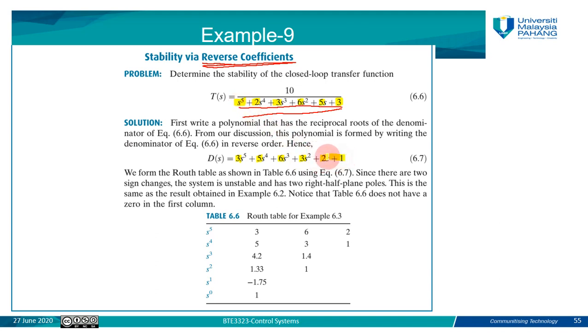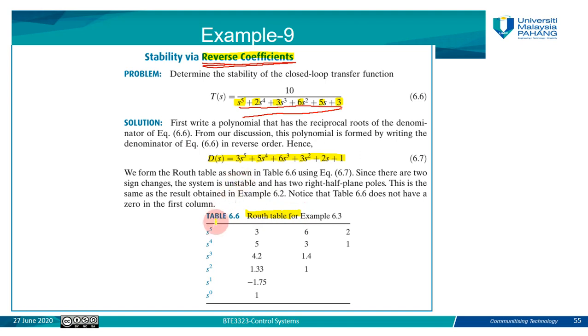Okay, so this we call the reverse coefficient. That means we take the coefficient for the highest order to the lowest, and from the lowest order to the highest. So these are the coefficients for the new order, and this can be used with our new Routh table.